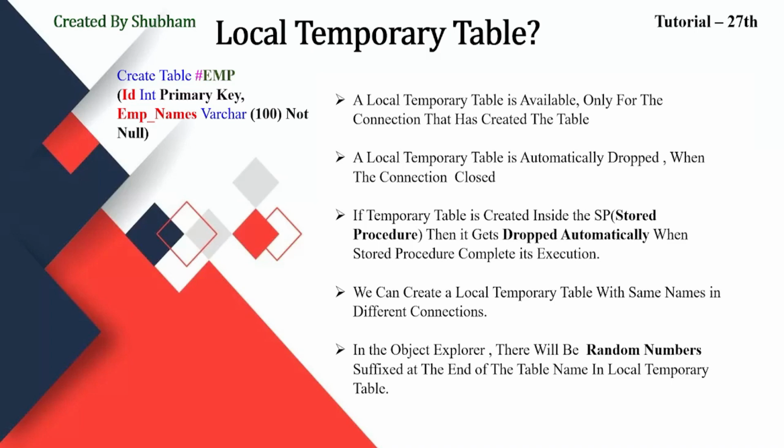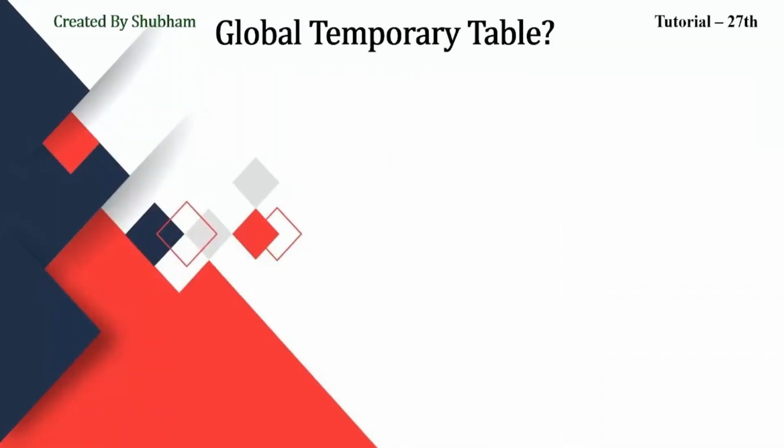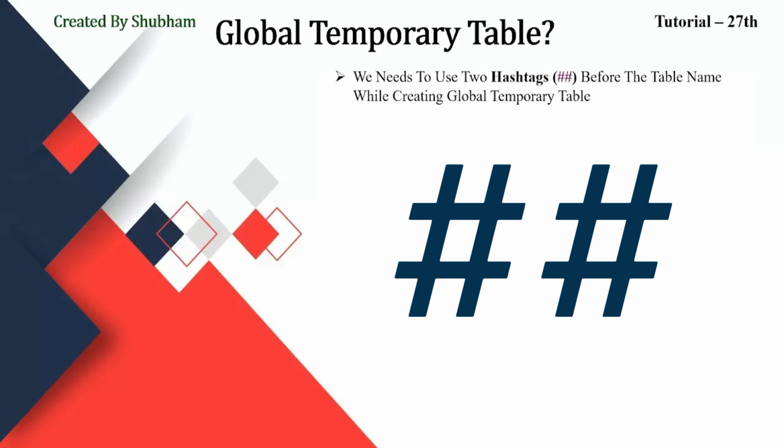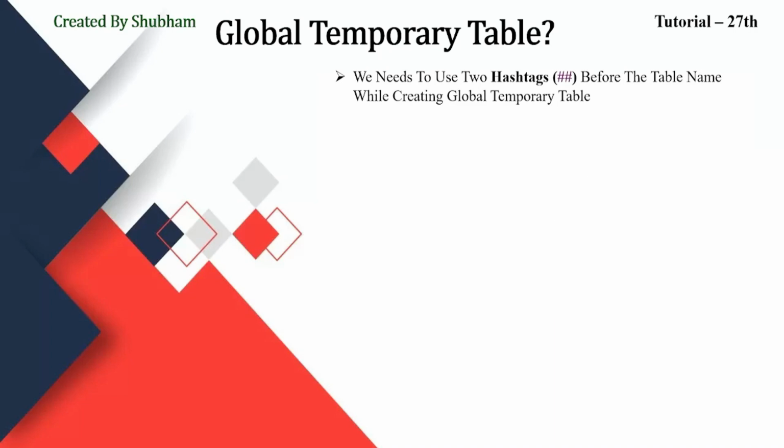And now let's talk about the next type of temporary table, which is global temporary table. That is exactly the same as a temporary table, but we have some differences. So quickly, let's talk about this global temporary table. Under this global temporary table, guys, we need to use two hashtags. In local temporary table, we have only used one hashtag. Global temporary tables are accessible or visible in all the connections. As we have already seen, a temporary table we can only see in the one connection, but a global table you can see in all the connections.